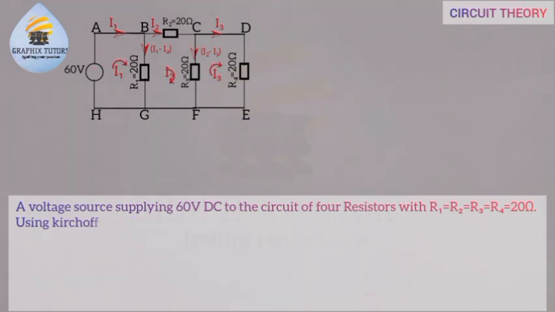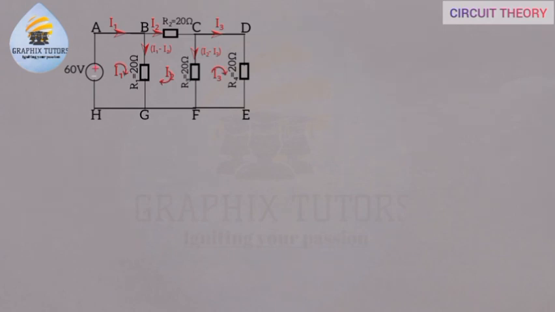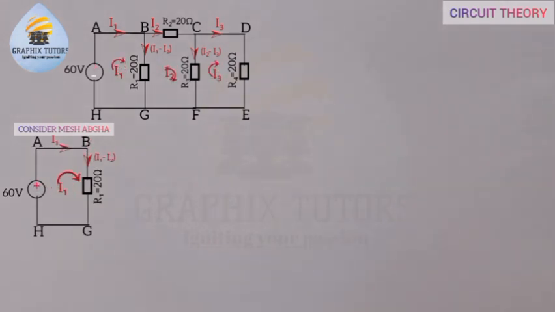Now, looking at this closely, we want to consider each of these meshes. Now, let's consider mesh ABGHA. And this is what we have when I consider it. I'm bringing it out from the entire loop there. We'll be having the 60 volts source. We'll be having the resistor R1. And we'll be having the current flowing through the resistor, I1 minus I2. And we have the current flowing at this point here, which is I1. Then this is my I1 moving in clockwise direction.